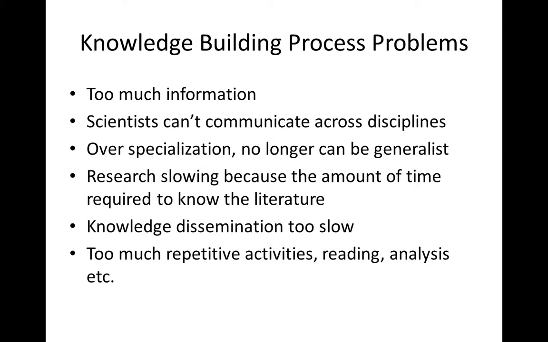Well, some of the problems that I just mentioned: there was too much information to access by conventional means. Scientists were creating all this knowledge and all this research and couldn't communicate across disciplines. Over-specialization, you could no longer be a generalist, so this is just some of the things that were happening in the field of science, but many, many academic fields.